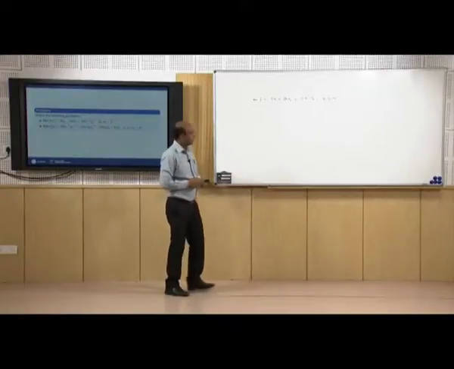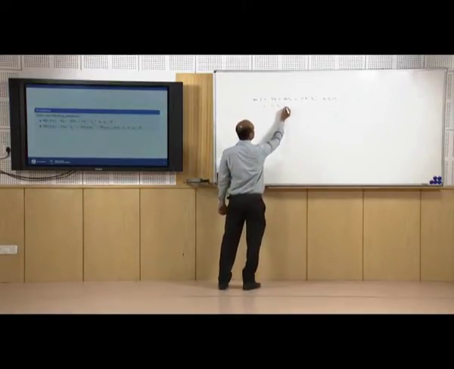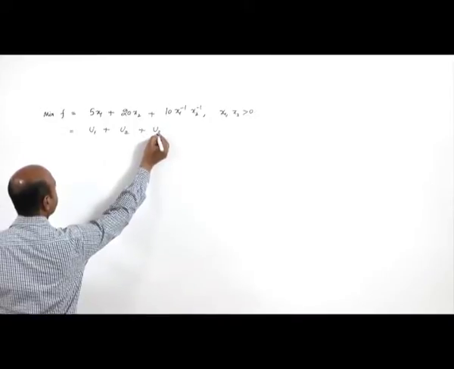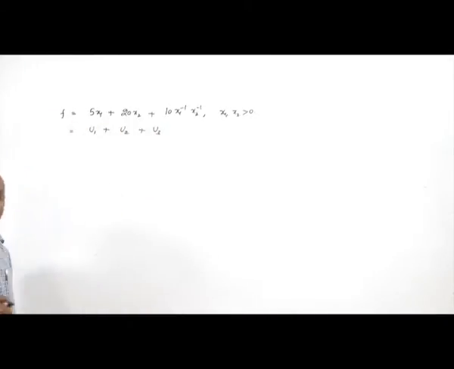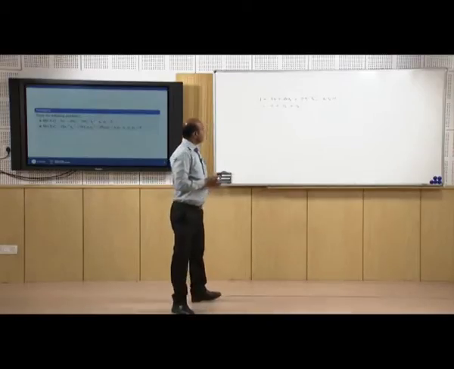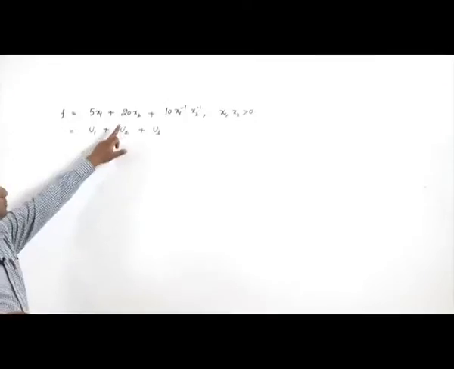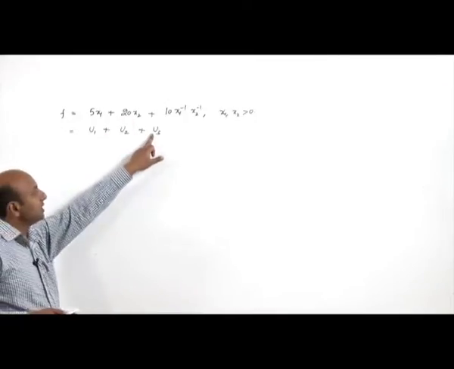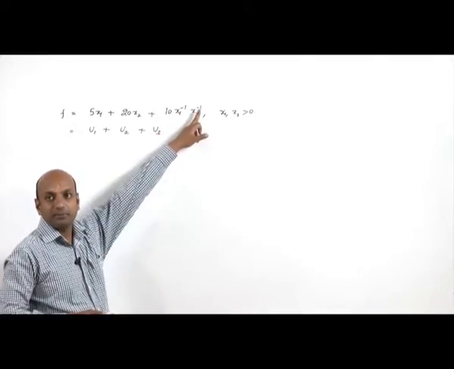Now, it is the same type of problem. Let us see how to solve it. Again, say f is equal to u1 plus u2 plus u3. We have to find the minimum value of f. Now, what is u1? u1 is the first term 5x1, u2 the second term 20x2, and u3 the third term 10 x1 raised to power minus 1, x2 raised to power minus 1.